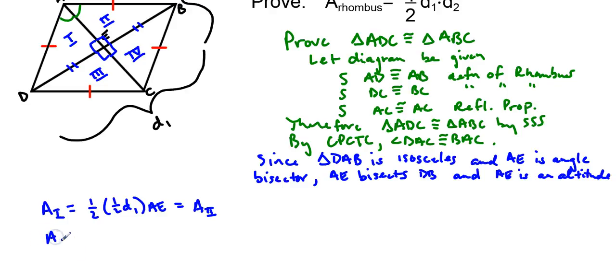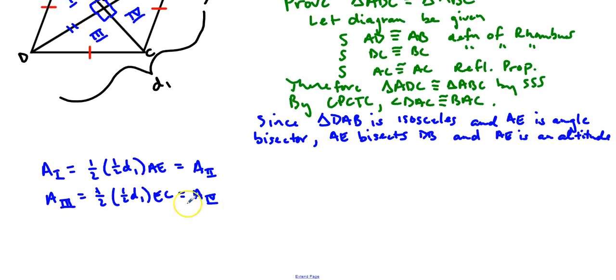Alright. Area of triangle 3, again, is going to be the same as area of triangle 4, but it's 1/2 the base times the height. So 1/2 the base for triangle 3 here. We're going to call that DE, or in other words, 1/2 of D1. And the height is now going to be EC. So 1/2 the base times the height. And again, that's equal to the area of triangle 4 because these are congruent triangles.